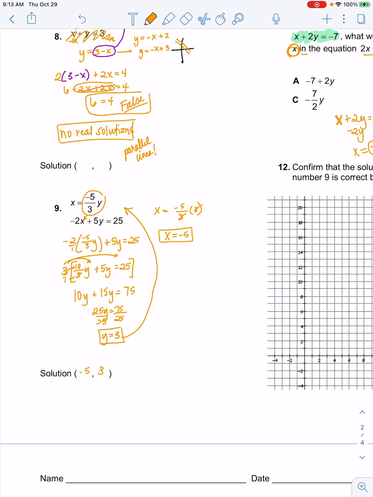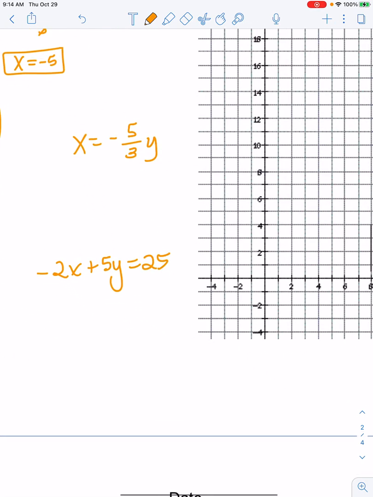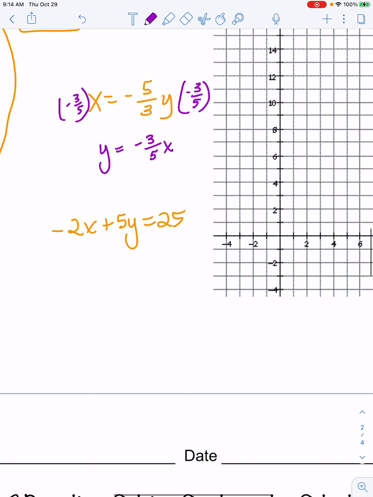So I'm going to start just by rewriting those over here, kind of in some more workspace. And then I'm going to work on getting them into slope-intercept form so that I can graph them. Okay, so in order to get rid of this negative 5/3, I'm going to multiply by negative 3/5 on both sides. And I see that y will be equal to negative 3/5 x. That'll be my first equation to graph.